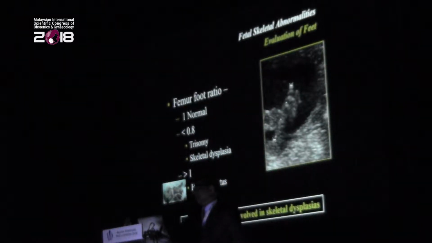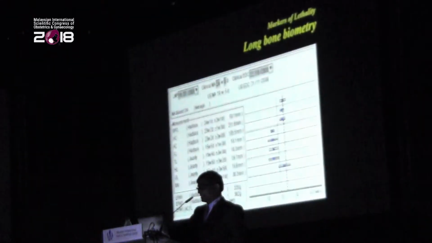When you find that the femur is actually short, it's a good idea to take a measurement of the foot length and see the ratio between that, and that may be a clue with regards to whether the baby is actually having a skeletal dysplasia. And as they say, the foot actually does not lie in a skeletal abnormality.